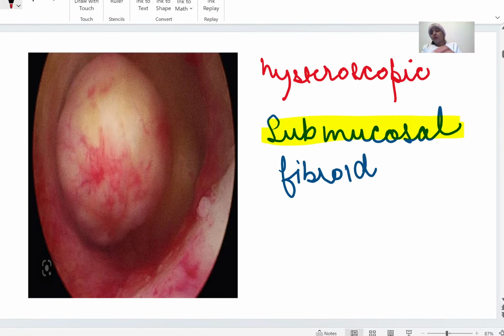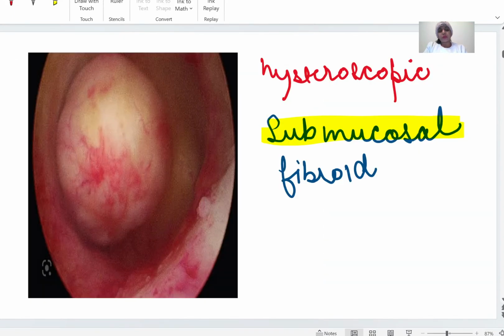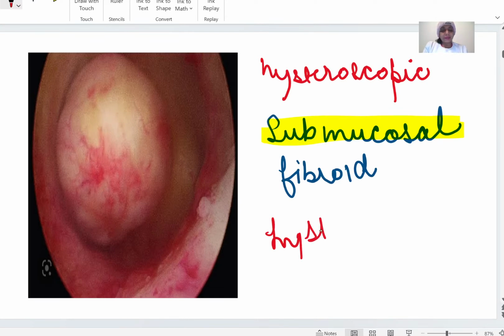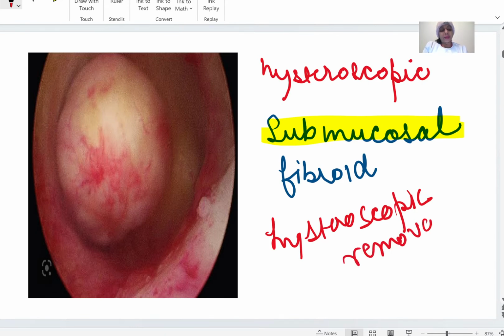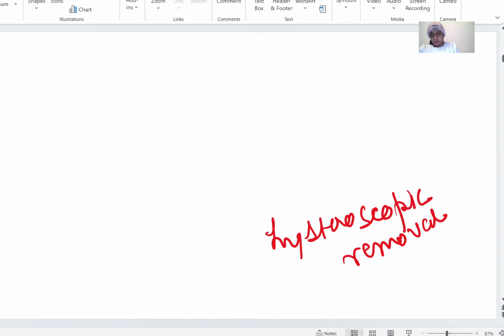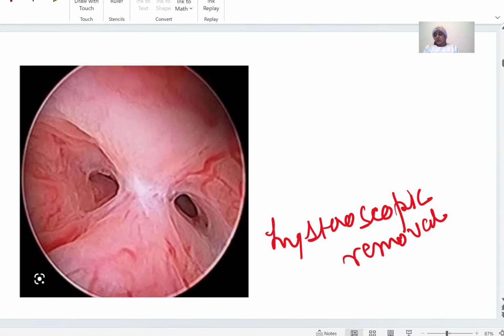Okay. How will we remove it? Because it is truly submucosal, we will remove it hysteroscopically. Hysteroscopic removal. Okay. Serosal fibroid, we remove serosal fibroid by laparoscopy. Okay, we remove serosal fibroid by laparoscopy.